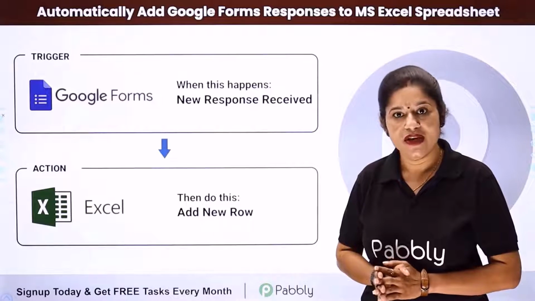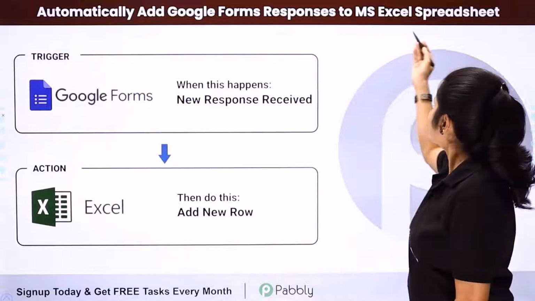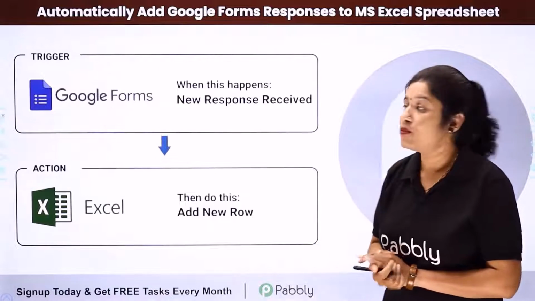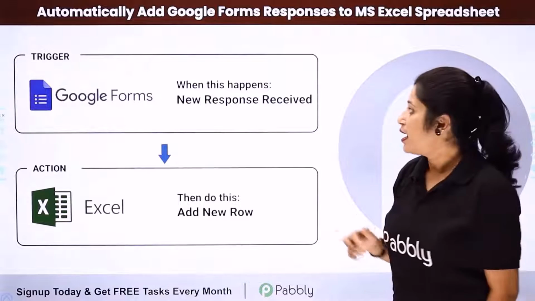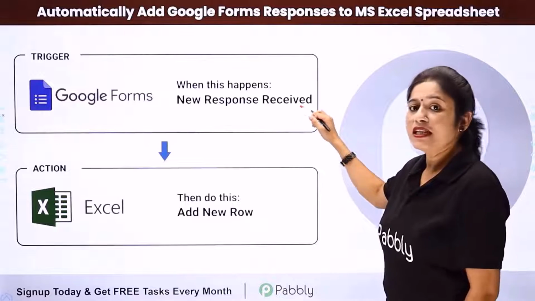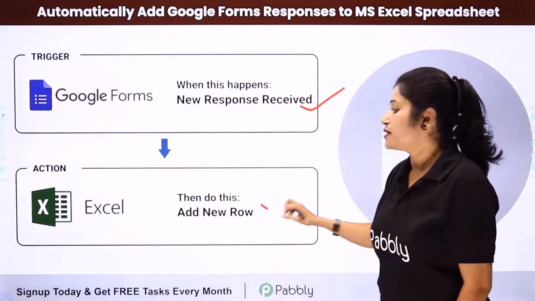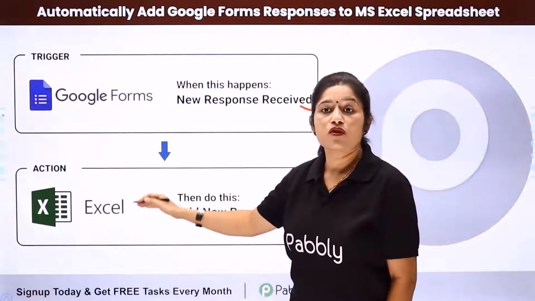In this video, we are going to learn how you can automatically add Google Form responses to MS Excel spreadsheets. So the idea here is that you have created a form using your Google Forms account. Now you want that whenever that form is filled and you receive the submission, using the details of the form responses, a new record should be added to your MS Excel spreadsheet. For that, you need to integrate your Google Forms with Microsoft Excel.